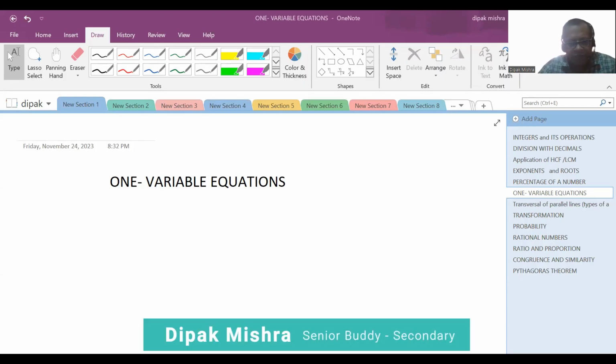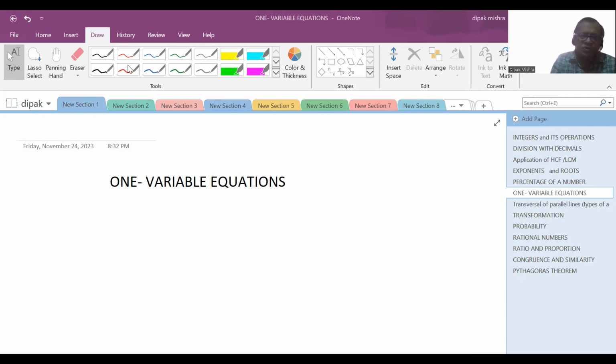Hi there, and let's look at this topic of one variable equations in short. Now, what do we mean by a variable and how do we define a variable?